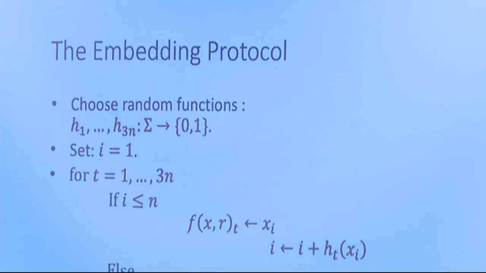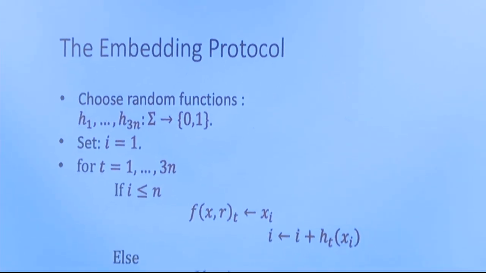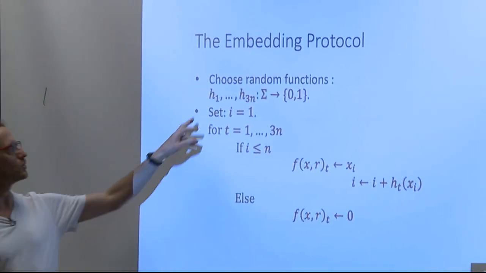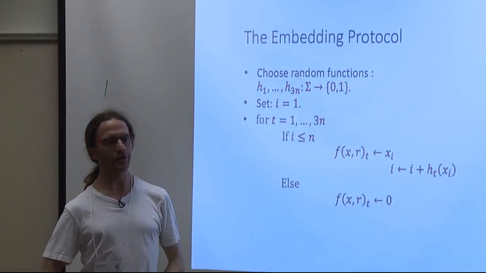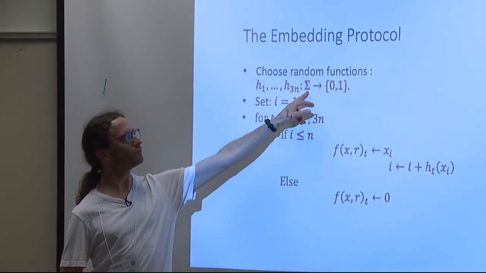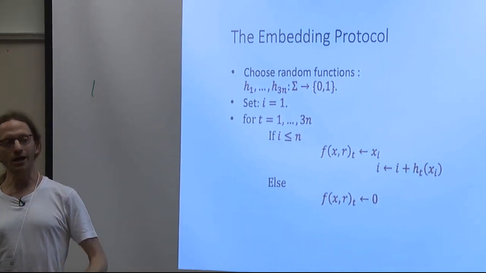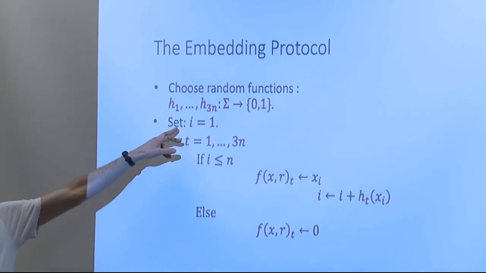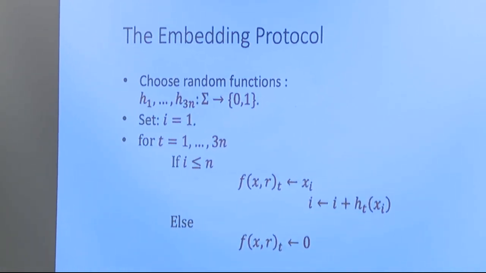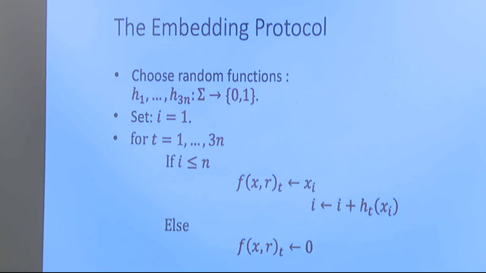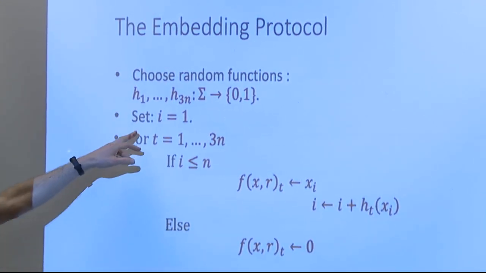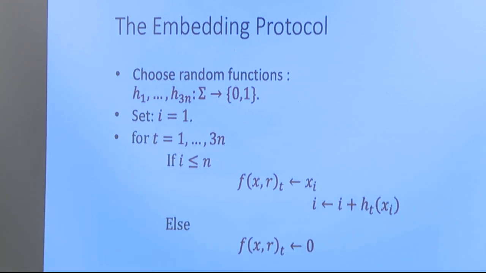Let me write it a bit more formally. We have a set of random functions. We have 3n random functions, and each random function is a function from the alphabet sigma to {0, 1}. Then we have two things: I, which I think of as a pointer to our string, and t, which is the number of the iteration. In the beginning, we are starting on the first position, so I points to the first position.